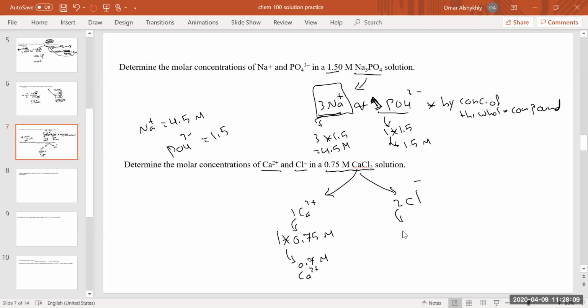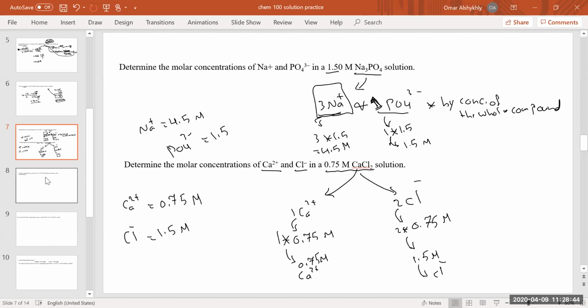Here 2 times 0.75 molar, and that will give you 1.5 molar Cl- ion. So Ca2+ will be 0.75 molar, and Cl- will be 1.5 molar. That's how we will deal with this type of question to find the molarity or the concentration of an ion.